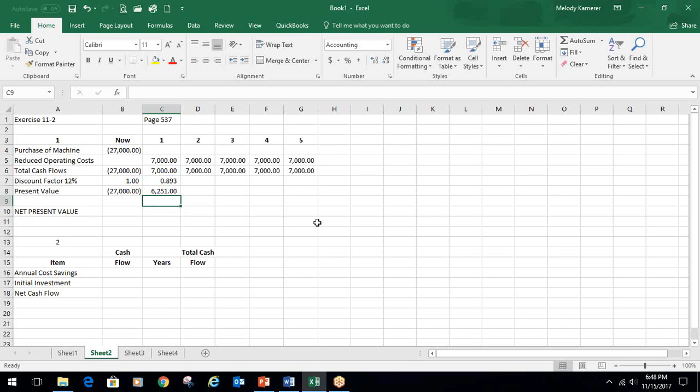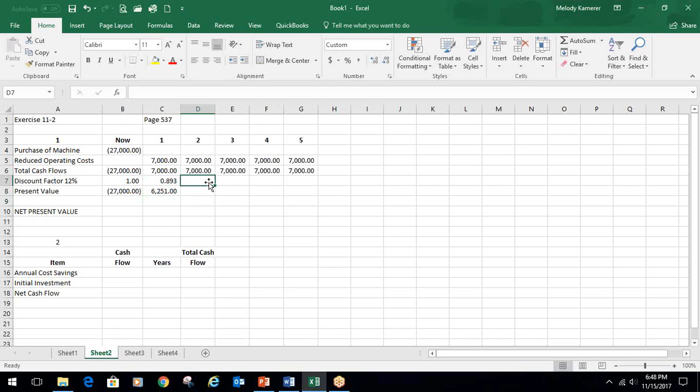What that's telling you is if I had invested $7,000 now at the end of year 1 with a 12% rate of return, if I had invested $6,251 today with an investment rate of 12%, at the end of year 1, I would have $7,000. We will do that same thing for each of the next years.